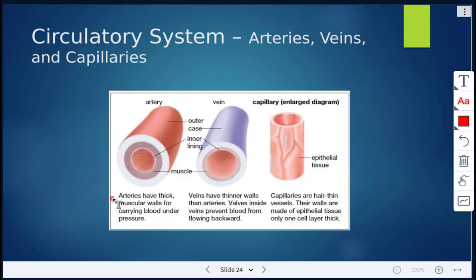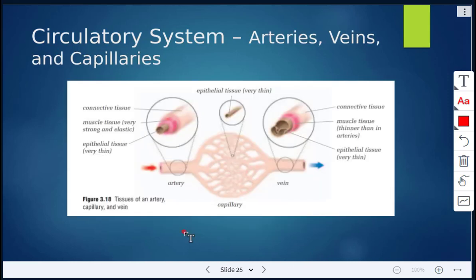All right, so just looking at this diagram of arteries, veins, and capillaries. So like I said, arteries are thicker than veins, so more muscular for carrying blood under pressure. Veins have thinner walls than arteries, and they also have valves inside of them that prevent any blood from flowing backwards. And then this is a capillary, but it is an enlarged diagram. They're very, very thin. They're hair-thin vessels, and their walls are just one cell layer thick.